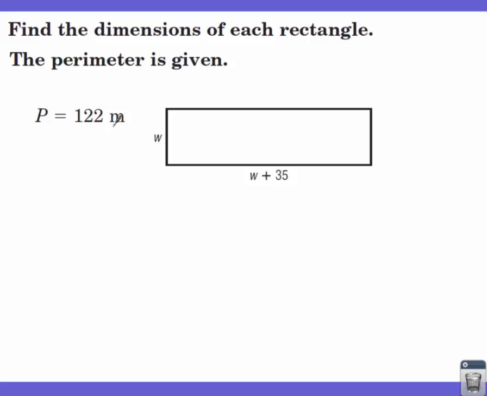Well, we know perimeter means, this perimeter right here means distance, distance, I can't even spell here. Hold on.